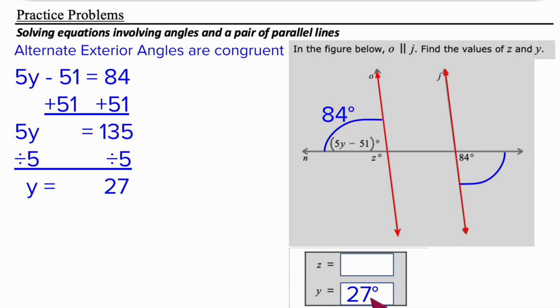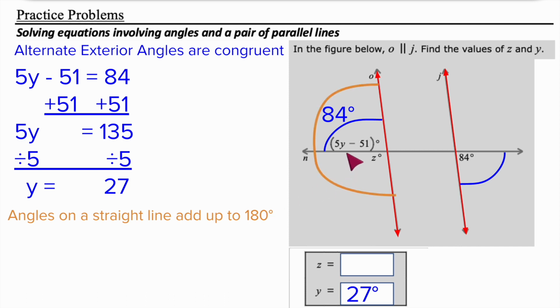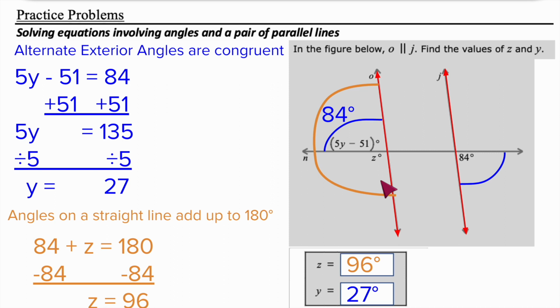That was one of the questions. We also have to find z. So if I know that this is 84 degrees, and we just used this in the last one, 84 and z, if we look at these two, they're on a straight line, right? So remember, straight line angles, they add up to 180 degrees. So if I add my 84, which is this 5y minus 51, but I know it's 84, 84 plus z is going to equal 180 degrees. So if I subtract 84 from both sides, I'll find out what z is, which is 96 degrees.